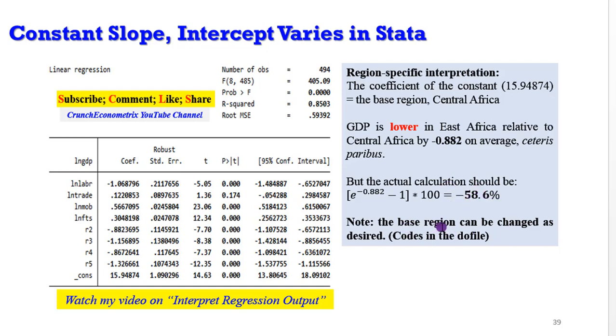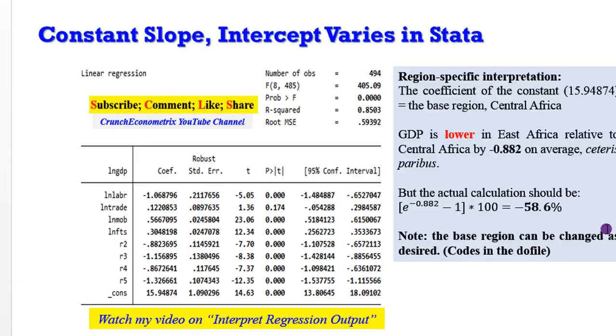You can also change the base region as desired by your research. If you need to see that code, they are all in the do file. So I can decide to change my base region from Central Africa to Southern Africa. It's possible. So you don't have to maintain the first sub-region as the base. Any of the regions can be used as the base region. So I have all those codes written in the do file just to save time.